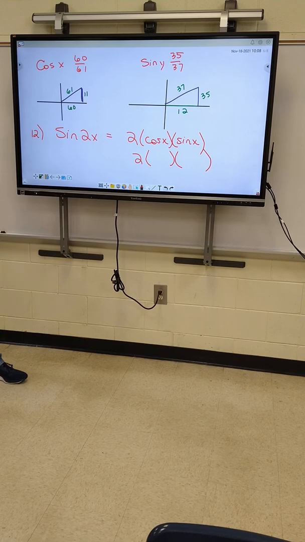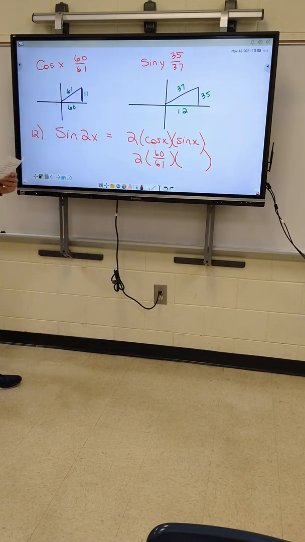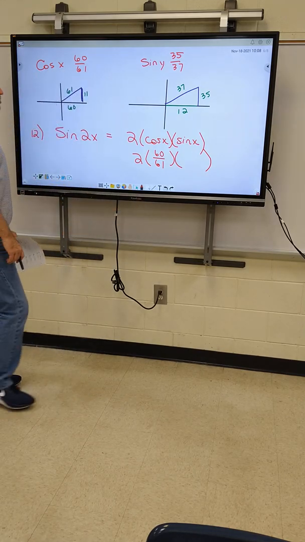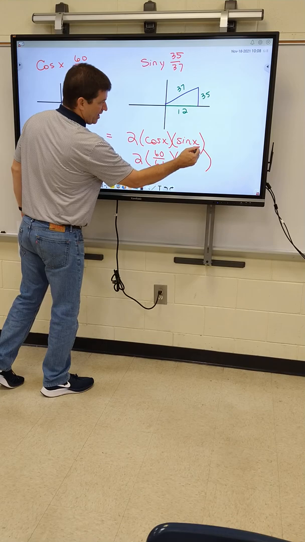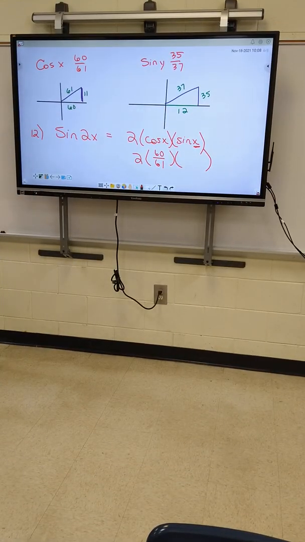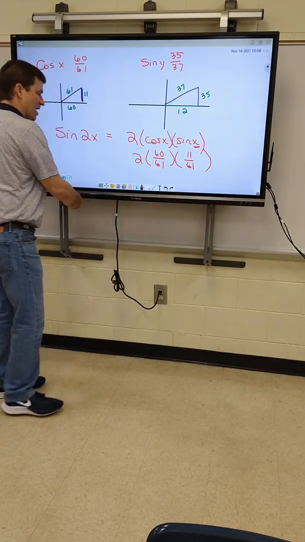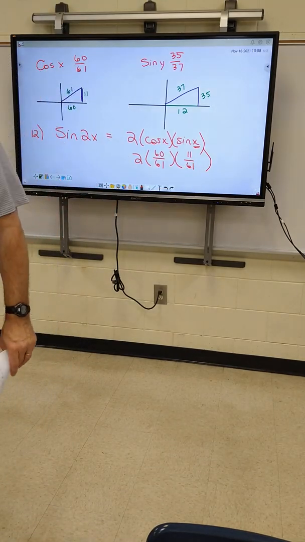Okay, everybody look, I can go ahead and plug in cosine x at 60 over 61, right there. Now, what do I plug in for sine x? It's got an x again, so I still look at the first triangle. What is sine? Sine is y over r. What's my fraction? Yep. All right, that's all you type in for that one. You got your answer. Type it in.